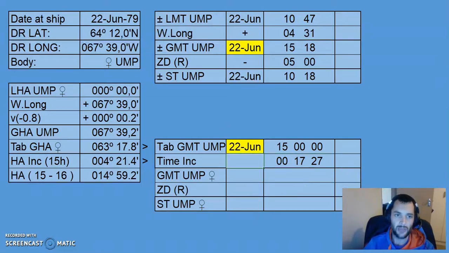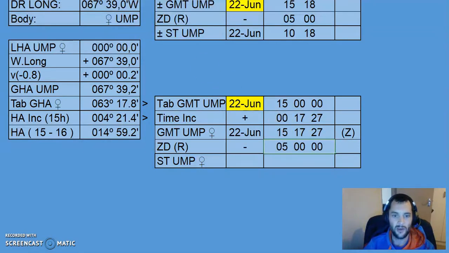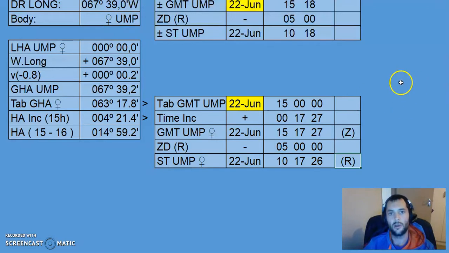So the time increment will be added, and that's then going to give us an actual GMT to the nearest second of 15:17:27, and that will of course be Zulu time. From there we can simply finish it off by looking at the zone difference here. We're going from GMT towards the ship to a western time zone, so we will be going back in time, so we need to subtract 5 hours, and that will then give us a ship time on the 22nd of June of 10:17:26 in the morning, and that will of course be in Romeo time.